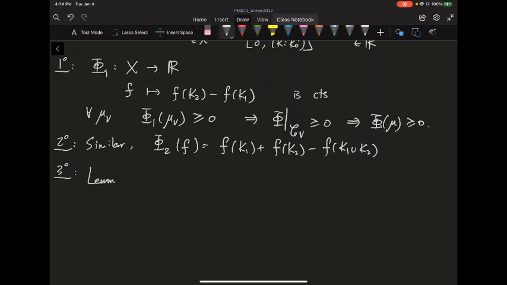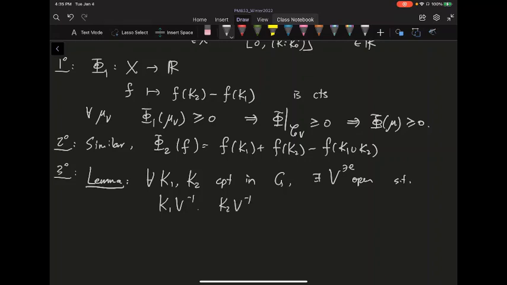So essentially, we need the following lemma. I have K1 and K2, they're compact inside your group G, which is locally compact Hausdorff. Then there exists a V that's an open neighborhood of the identity, so that K1 V inverse and K2 V inverse are going to be disjoint. Okay, so that's what we need to prove.